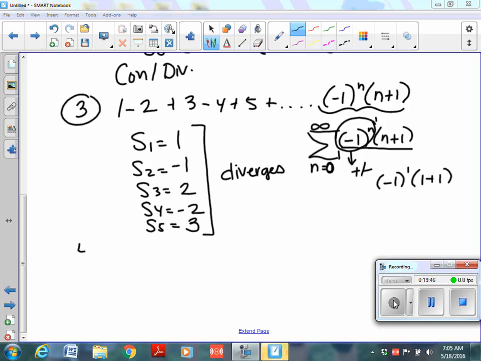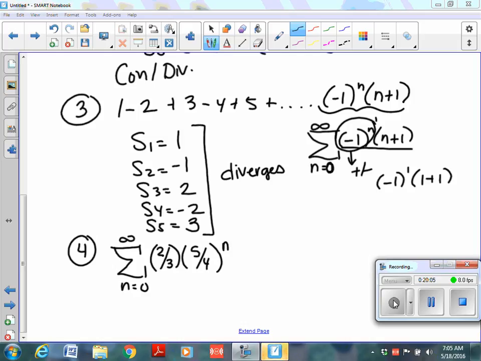Okay, the fourth one I'm going to show you is they give you the sigma. I'm just going to get this out of the book. This is problem number 14 in the book. You're starting with n equals 0 to infinity, and they give you 2/3 times 5/4 to the nth.